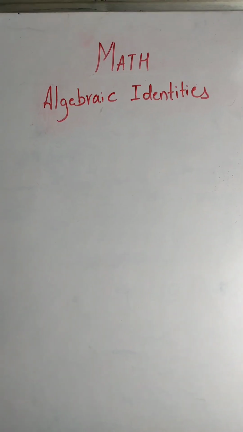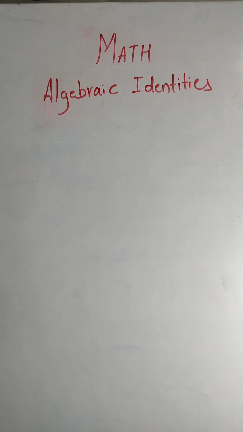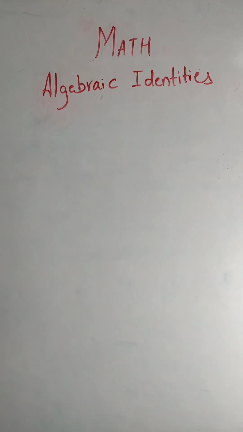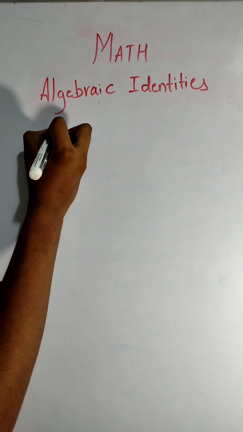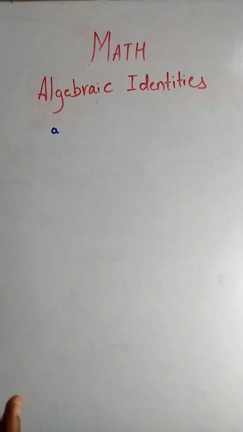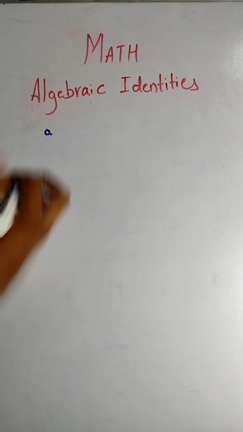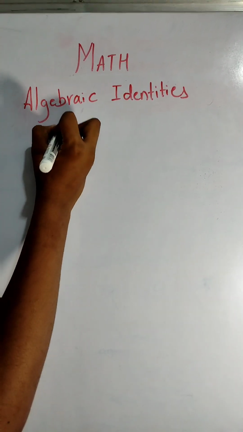There are a total of three normal identities and one identity that's considered to be a special identity, as it contains three variables instead of two. So let's start with the first identity. We usually use A and B to symbolize the variables in this case. So it will be (A plus B) whole square.